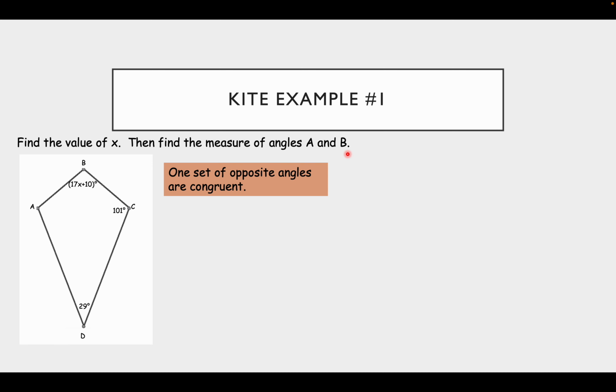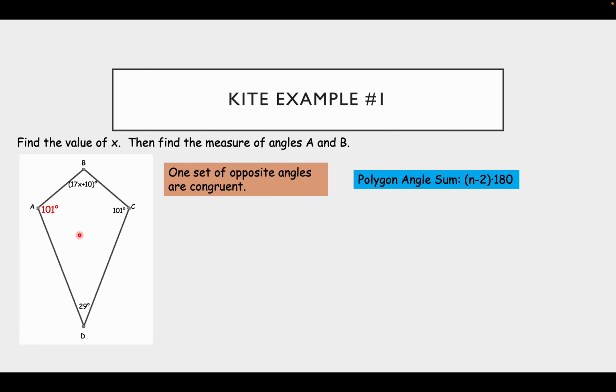Well, we may not find x per se right away in order here. I think I might find a way to find angle A because I know that one of my properties says that one set of opposite angles are congruent. So if angle C is 101 degrees, the angle across from it in a kite is equal. So that means angle A is also 101 degrees.